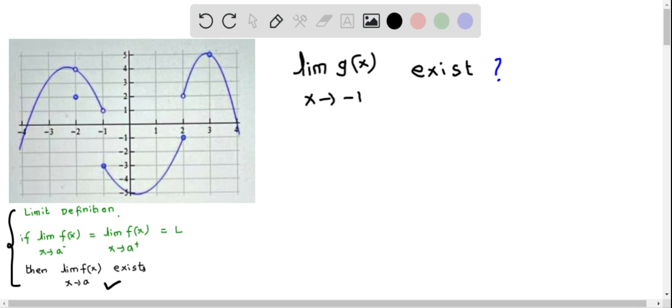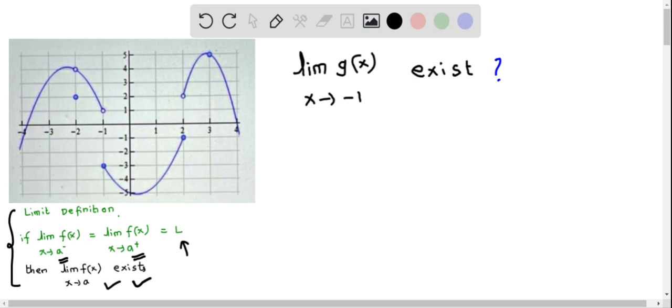That is, the left side limit as x approaches a from the left, which is indicated as a minus, and the right side limit as x approaches a from the right, which is indicated as a plus, both equal a finite value L. Then we can say that the limit of the function exists. So we are going to apply the same concept over here.